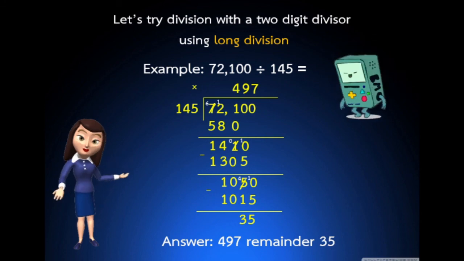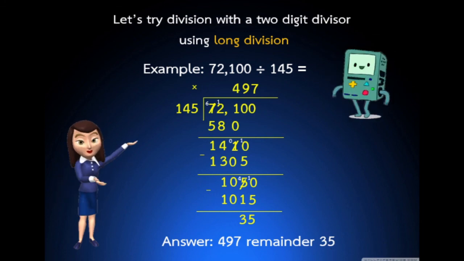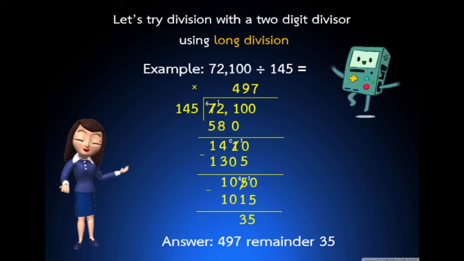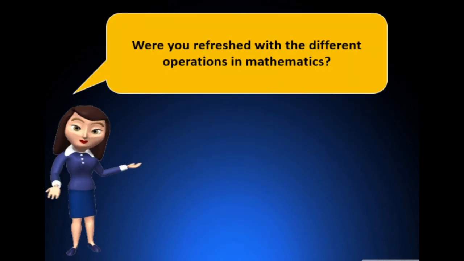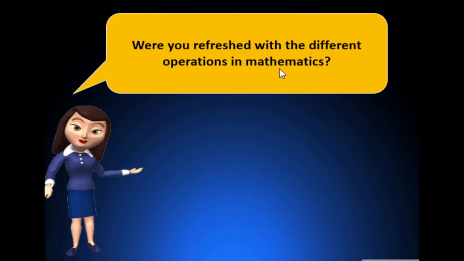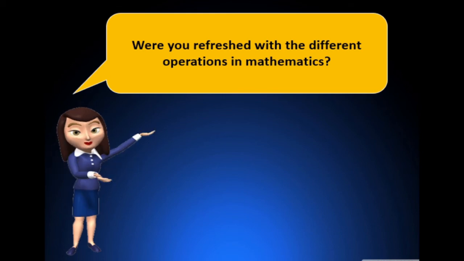That is how you get the quotient when dividing with a 3-digit divisor. So, if you are confused or had a hard time following, you can always watch it again.